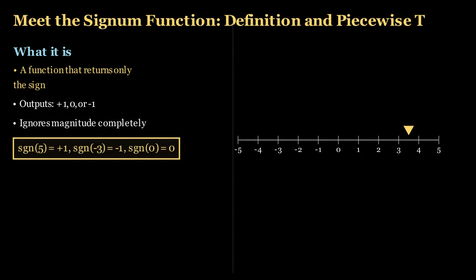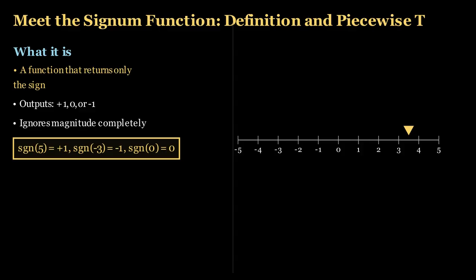It completely ignores how big the number is. If the number is positive, it gives back a +1. If it's negative, it gives back a -1. And if it's exactly 0, it gives back 0. So 5 and 100 both just become +1. It's like a sign detector that strips away all the size information.